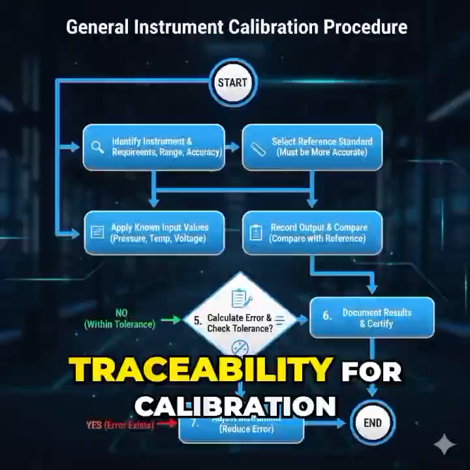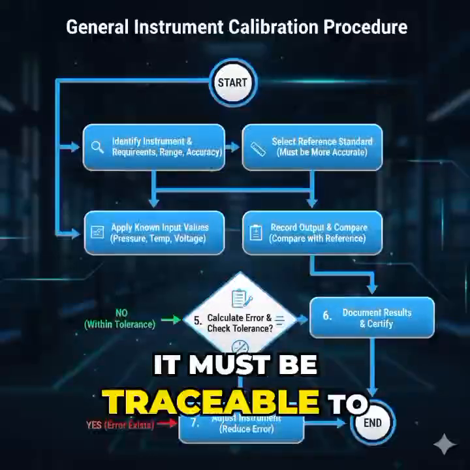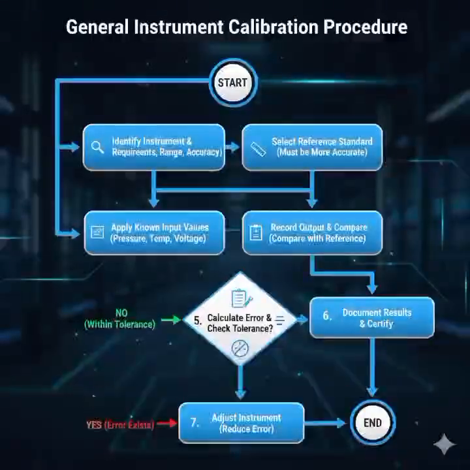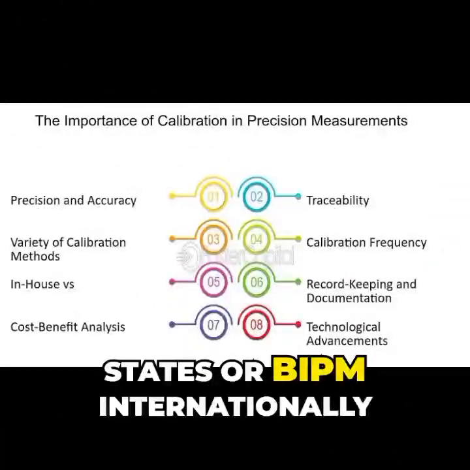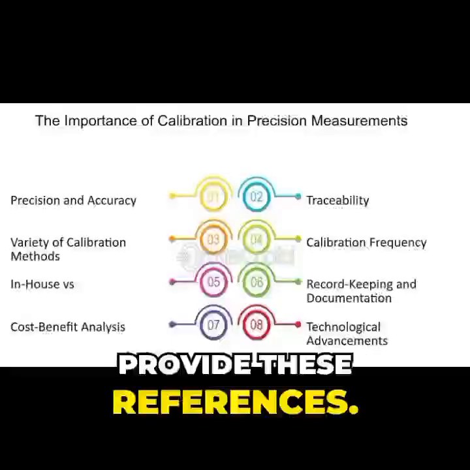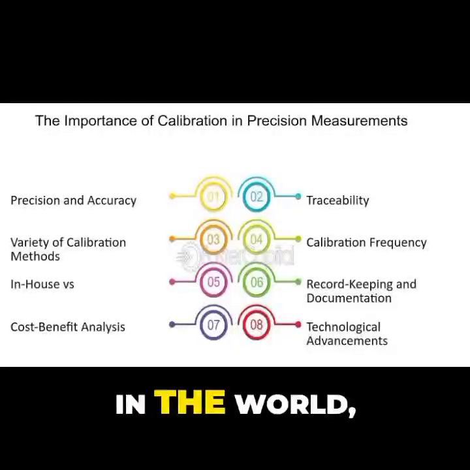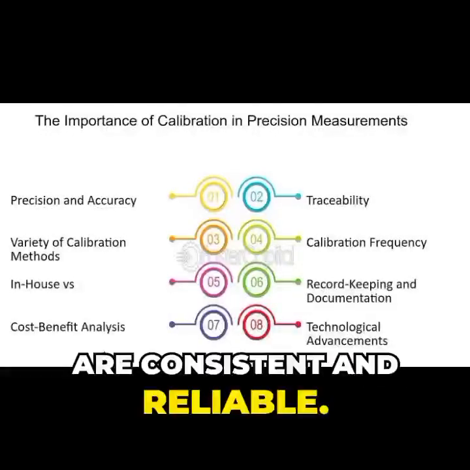6. Traceability. For calibration to be valid, it must be traceable to national or international standards. Organizations like NIST in the United States or BIPM internationally provide these references. Traceability ensures that no matter where you are in the world, your calibration results are consistent and reliable.